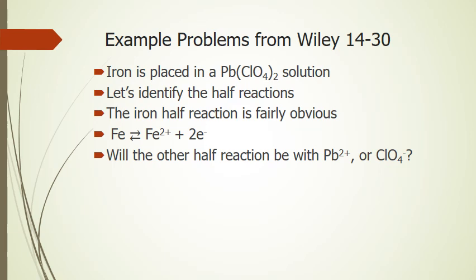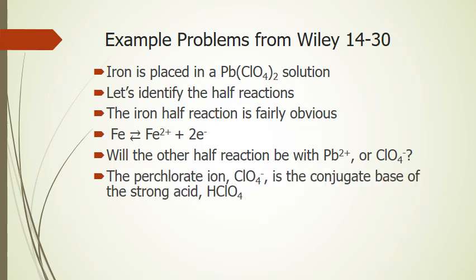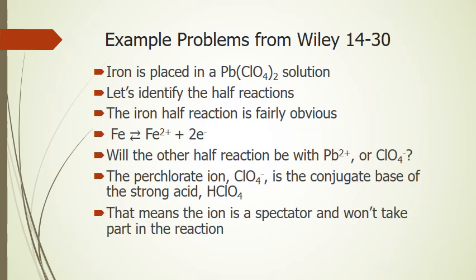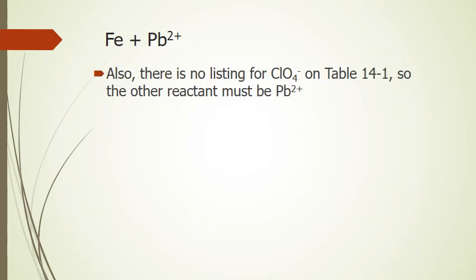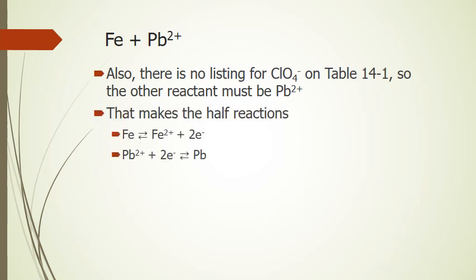So the other half reaction, is it going to be lead 2 plus, or is it going to be perchlorate? Well, the perchlorate ion is the conjugate base of the strong acid perchloric acid. Those conjugates of the strong acids are spectators. They don't take part in any reaction. So there's no listing for perchlorate either. So our other reactant has got to be lead 2 plus. So our half reactions are iron losing 2 electrons, the lead 2 plus gaining those 2 electrons. Put those on the table.